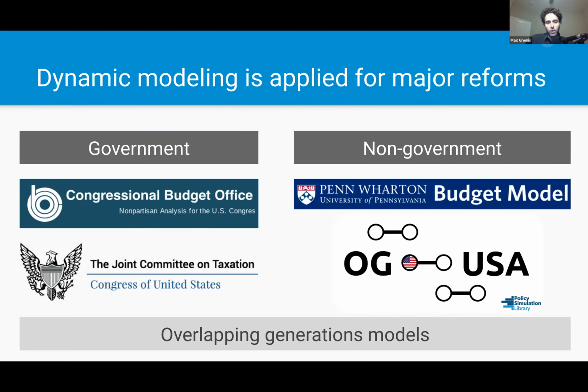All these do what's called overlapping generations models, where every person in the economy is optimizing for their lifetime utility. So how much they want to consume in each period or bequeath to their kids. They're basically going to make choices in every period around their labor force participation, how much they save, how much they consume. And all of this affects aggregate metrics like GDP, labor supply, investment, et cetera.